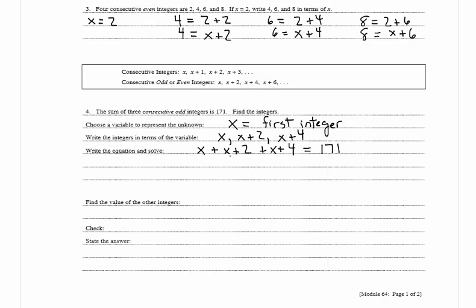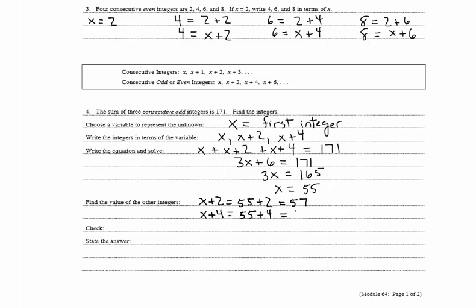171. And now I'm going to combine my like terms on the left side of the equation, and I have 3x plus 6 is equal to 171. And now we're going to subtract 6 from both sides, and we get 3x is equal to 165. And now we're going to divide both sides by 3, and we have x is equal to 55. And now it wants us to find the value of the other integers. The second integer was represented by x plus 2, and we know that x is equal to 55, so we have 55 plus 2, which is equal to 57. And our third integer was x plus 4, which is equal to 55 plus 4, which is equal to 59.